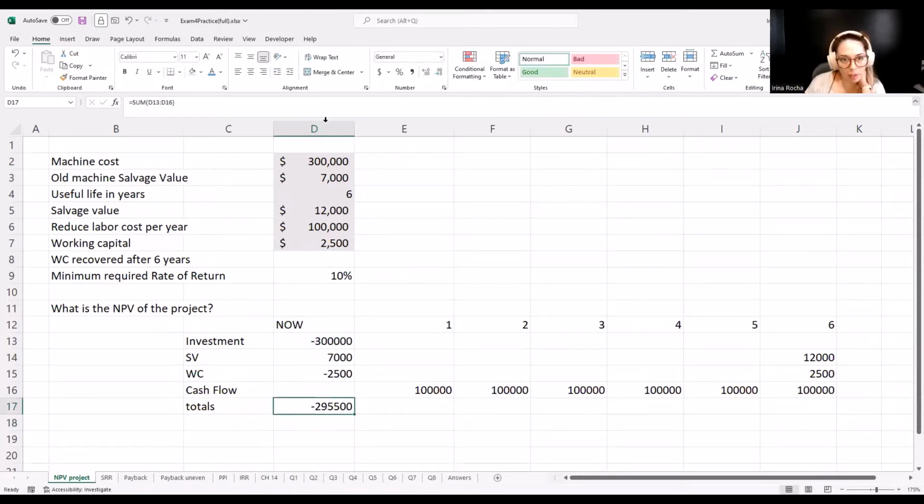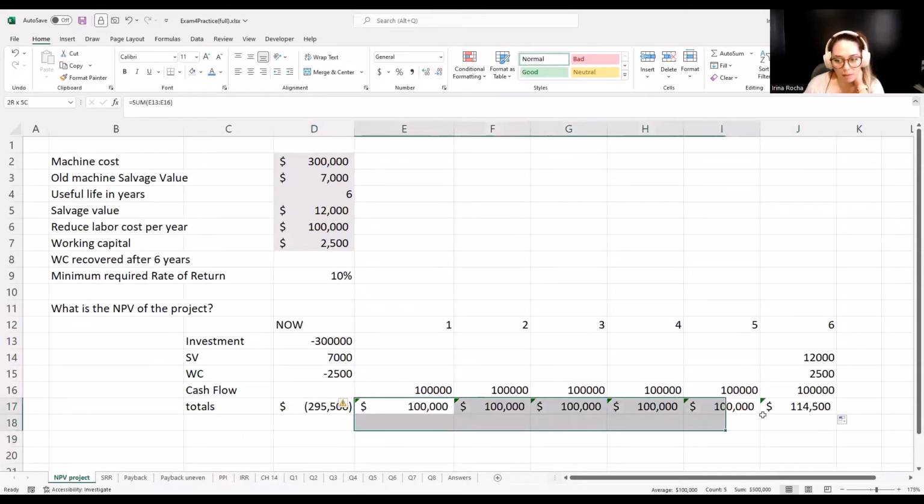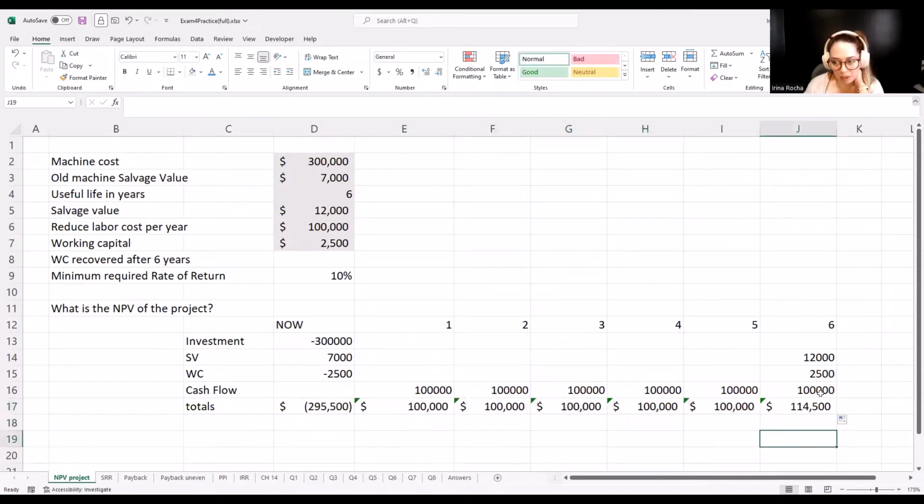This is how much I'm going to spend now if I buy this machine. Oh, wasn't it 300,000? Well, remember that I got some back from the old machine. So right now I'm going to have to spend 295,000. And how much am I going to make? This much, right? In the last year I make a little bit more because my working capital is going to be released and because I can sell the machine.